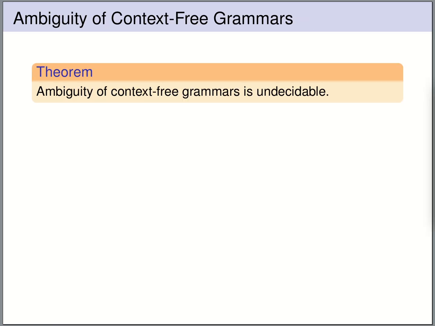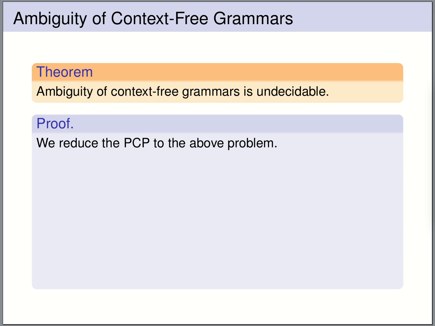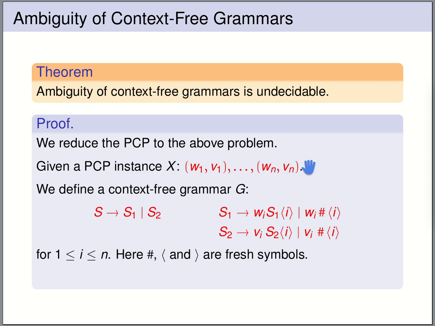Next, we are going to show that ambiguity of context-free grammars is undecidable. The proof is basically almost the same as the proof that we've just seen. We start with a post-correspondence problem. So we take an instance of the PCP and we reduce it to a grammar. Now, the right part here is basically the same as we just had on the last slide. We have our grammar G1 and our grammar G2.